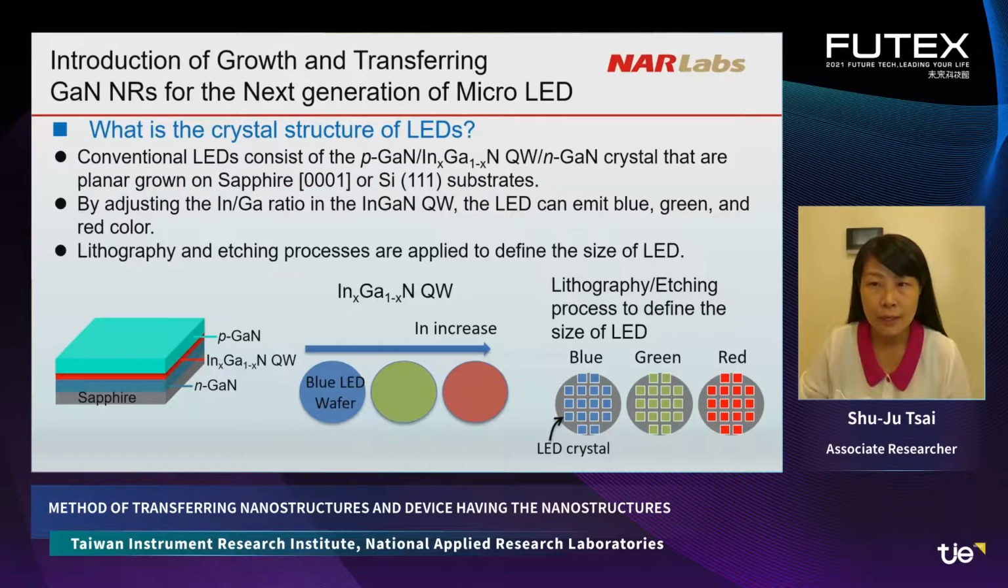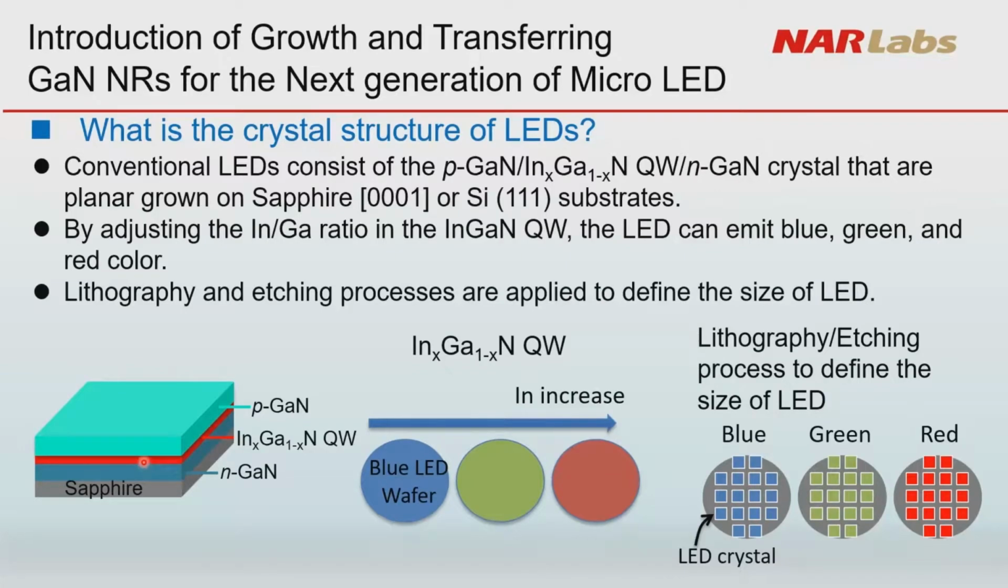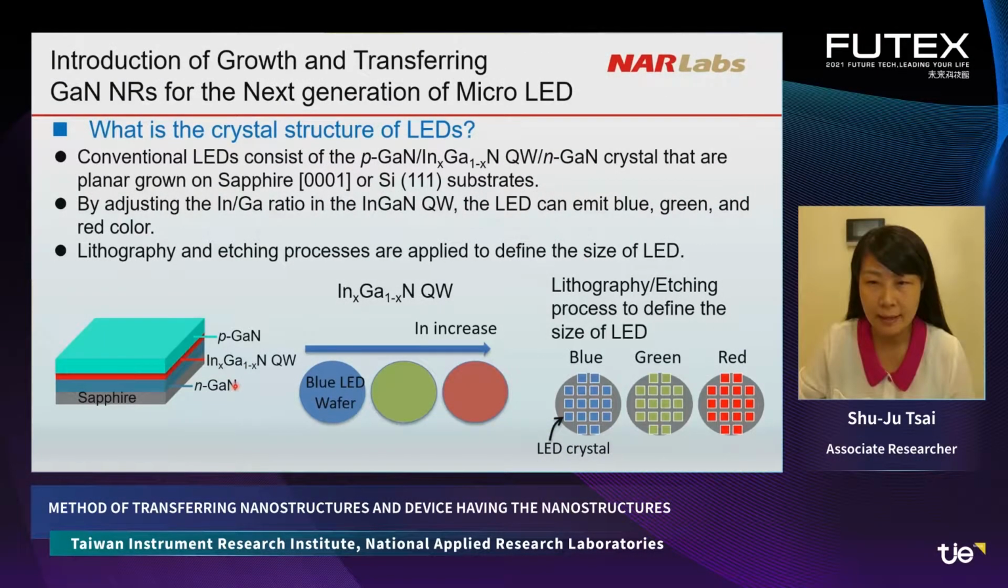LED is generally used to light up our world. But some of you may not be familiar with the structure of an LED crystal. Conventional LED crystal consists of the P-type gallium nitride, indium gallium nitride quantum well, and the N-type gallium nitride crystal. They are planarly grown on sapphire or silicon 111 substrate.